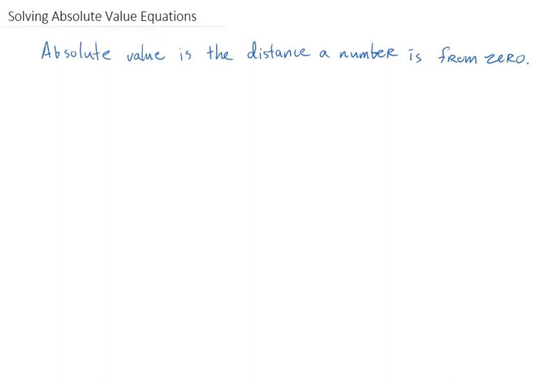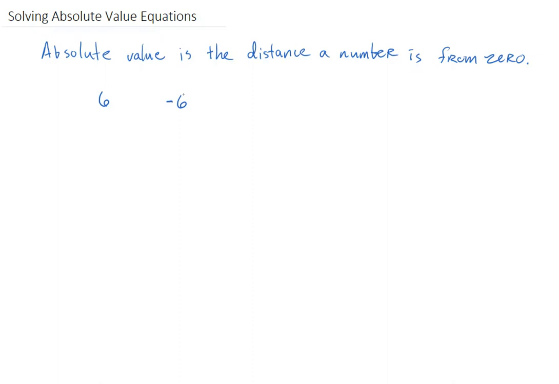So for example, if I have a 6, 6 is 6 units from 0, so the absolute value of 6 would be 6. However, negative 6 is also 6 units from 0, so the absolute value of negative 6 is also 6. So instead of being concerned about the orientation of the number, we're only worried about the absolute value of the number, and we're not concerned about its orientation as positive or negative.